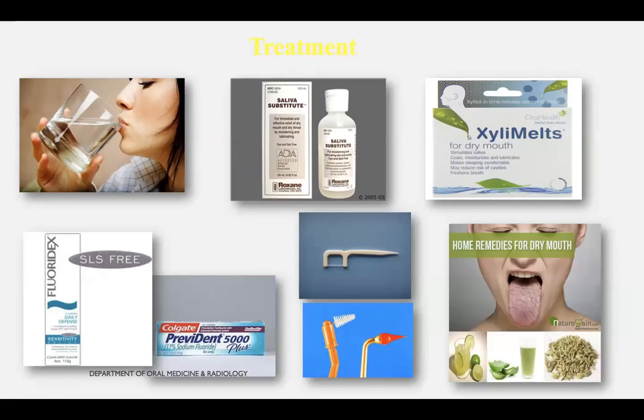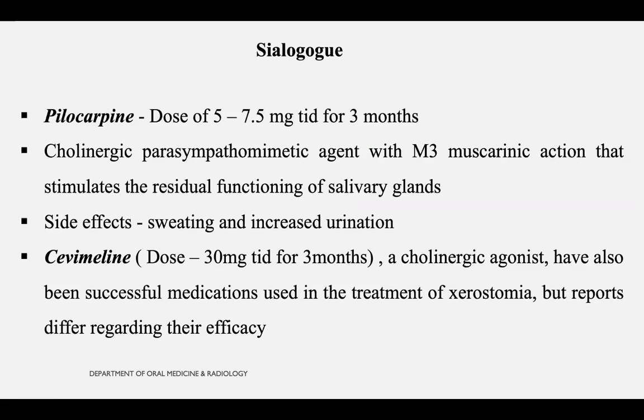ice chips and drugs. The drugs that could be used are pilocarpine at a dose of 5 to 7.5 milligrams 3 times a day for 3 months, a cholinergic parasympathomimetic agent with M3 muscarinic action, which will stimulate the residual function of the salivary gland. The main side effects would be sweating and increased urination.